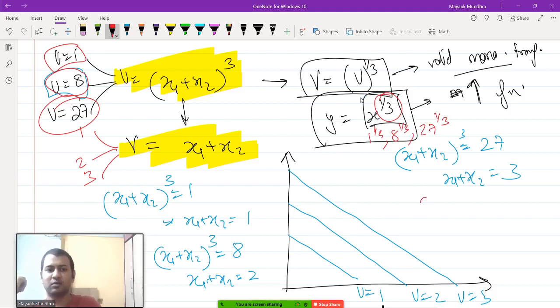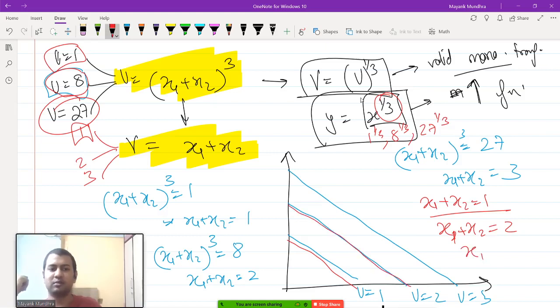Equation number 1 will be x1 + x2 equals 1. So the first level of V I am doing is 1. So x1 + x2 equals 1. That will be this curve. The second curve will be x1 + x2 equals 2. That will be this curve. The third curve will be x1 + x2 equals 3. That will be this curve. So the curves are going to be the same. It's just that you will call them v equals 1, v equals 2 and v equals 3 here.